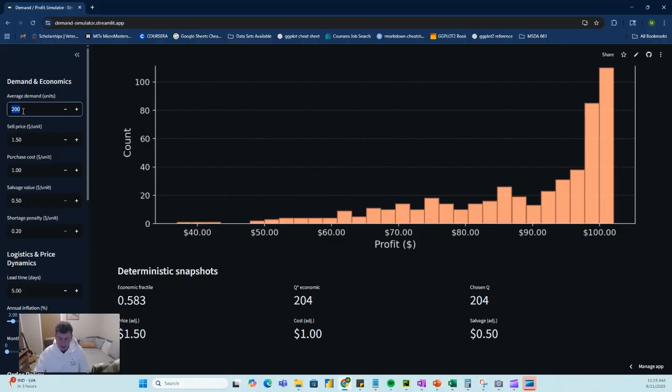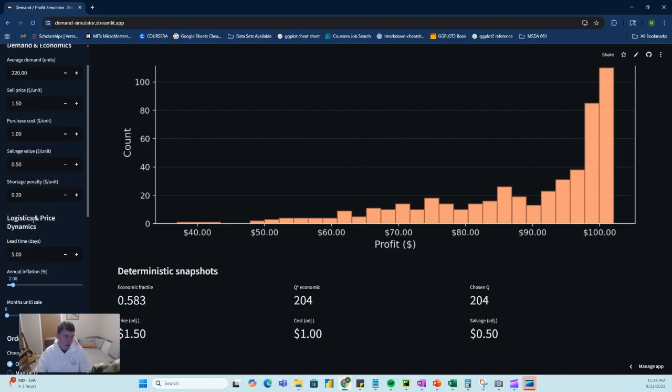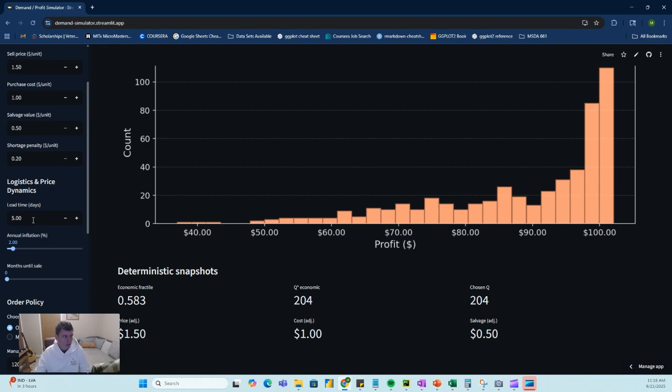Let's say our average demand for papers is 220 units. We sell them for $1.50 each, and it costs us $1 to procure it. Papers are time sensitive, so let's say, worst case, we can sell an old paper for 50 cents for whatever wasn't actually sold in a given period. And then a penalty if we don't have the inventory on hand, let's say it's 20 cents per item per customer. Maybe we have to put our order in 5 days in advance, making sure that we receive our overall order. And let's just say we have a 2% inflation.